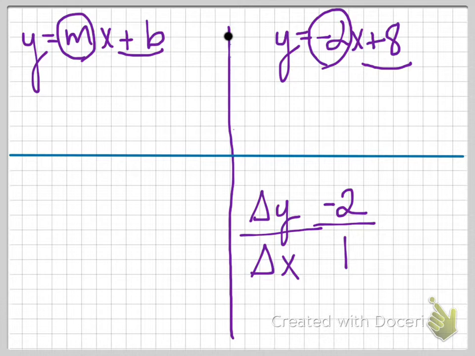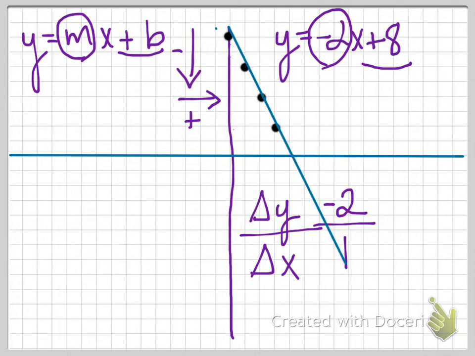So from the point that I already know, I'm going to go down 2. That's my negative move, right? And then I'd have to go to the right 1 because that would be my positive move. So down 2 and over 1 would put me there. And you can repeat it. Go down 2 more and over 1. Go down 2 more and over 1. When you connect those points, there it is. Not the best drawn, but you would have your line.